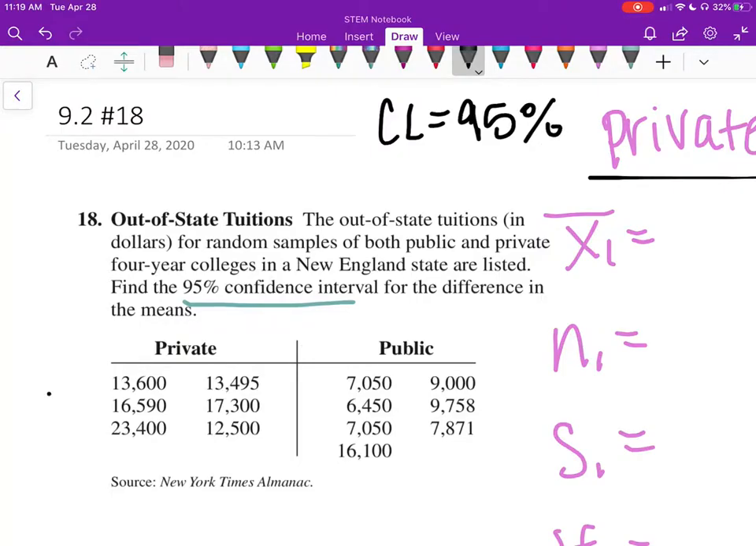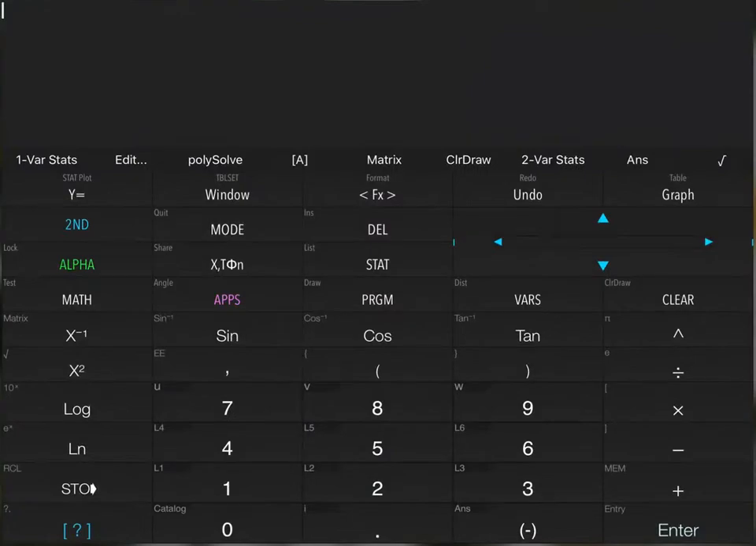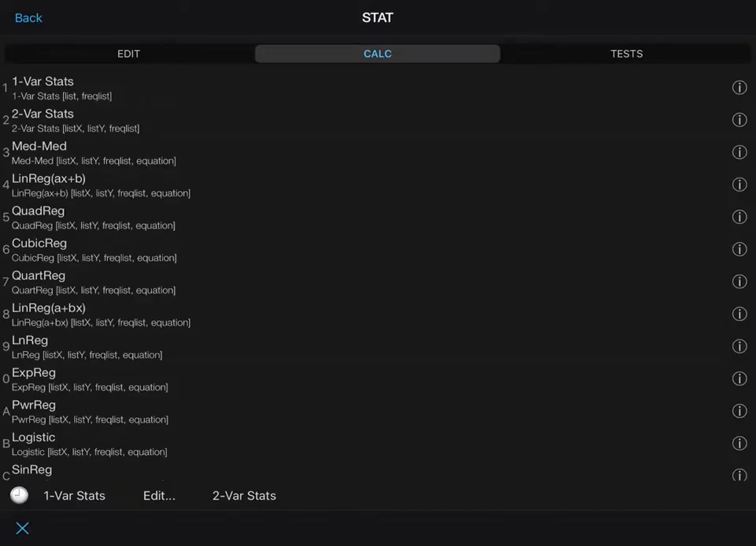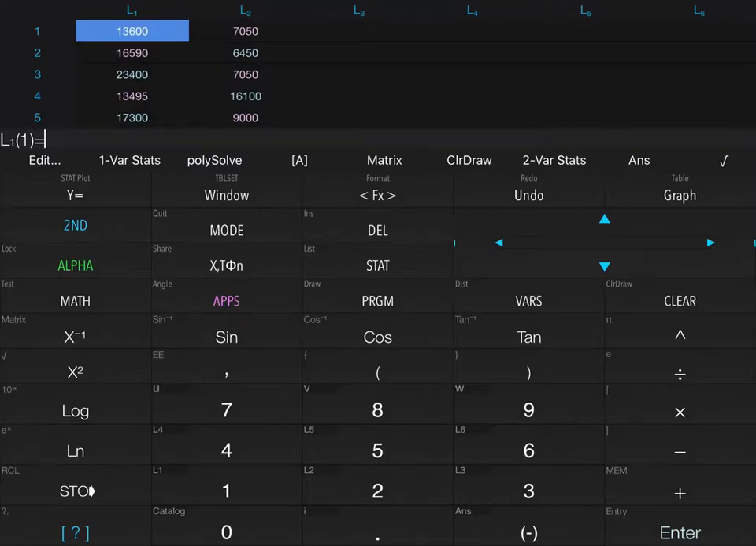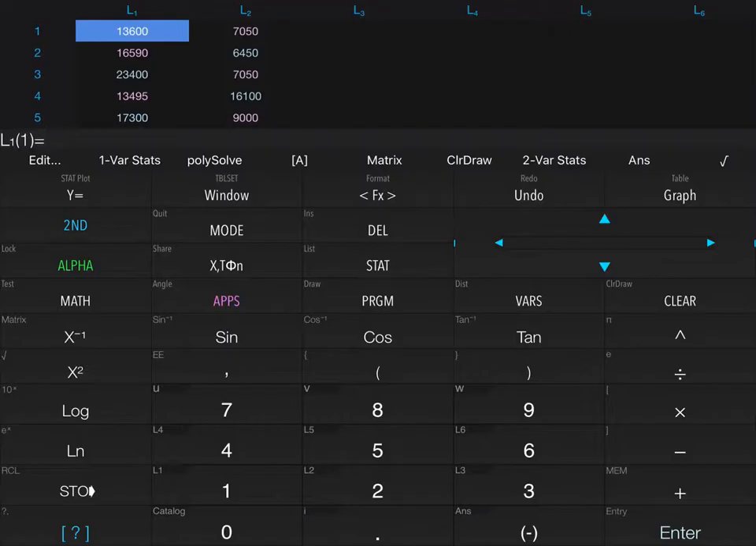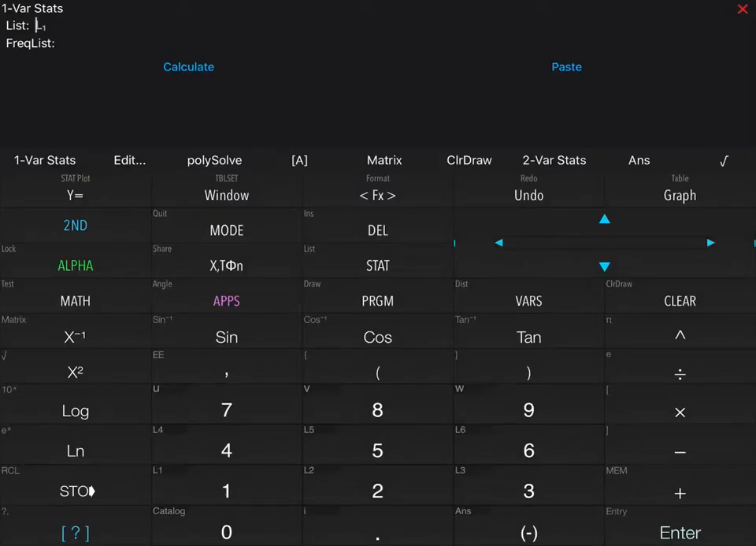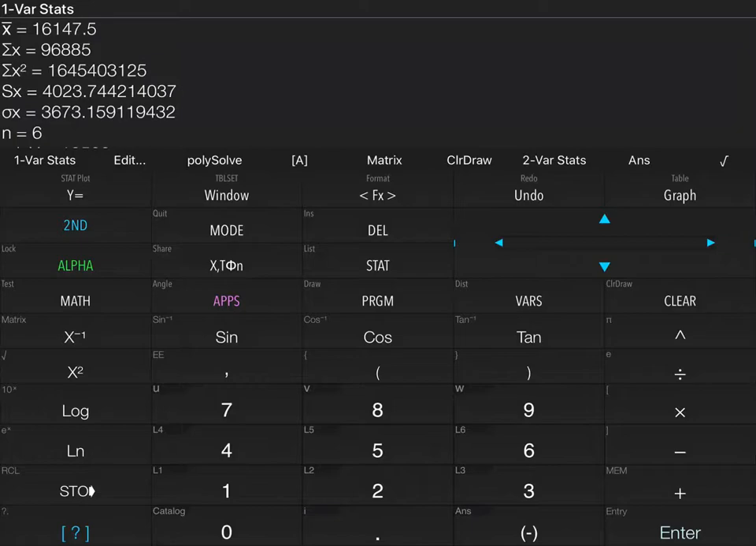And now let's find our x bar 1, our x bar 2, and so on for each of those. Let's plug those in our calculator. So you go to stat and edit. And as you can see, I've already put mine in here just to save a little bit of time. Then we hit second quit to get out of that. Stat, calc, first var stats, and we want L1, calculate. So x bar 1 is 16,147.5, and our sample standard deviation is 4,023.7.